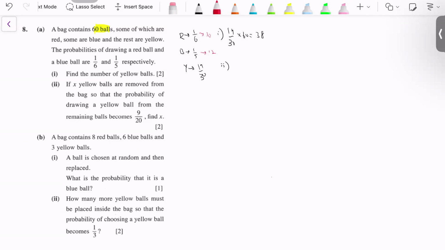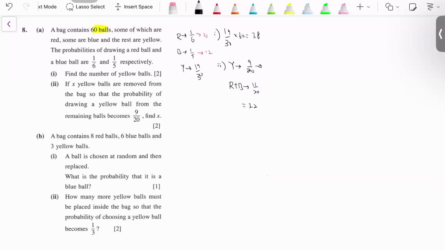Okay. So in this case, we know the probability of yellow ball becomes 9 out of 20. So that means the probability of red plus blue ball must be 11 out of 20. And based on that, we have a total of 22 red plus blue balls. So we have 22 red plus blue balls, which is a probability of 11 out of 20, which means the number of yellow balls must be 18. Okay? So if 22 balls is 11 out of 20, 18 balls must be 9 out of 20.